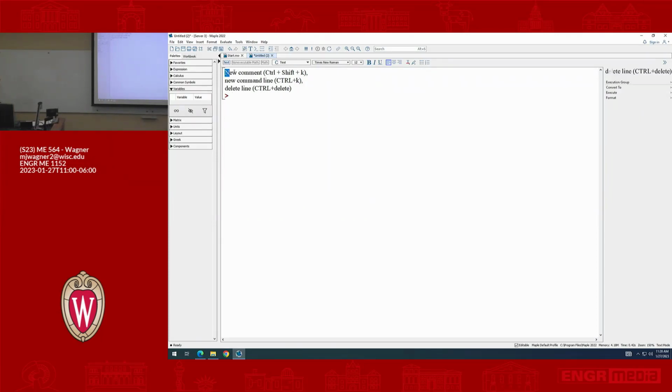If you want to add comments, like non-evaluated stuff, to your code, you can do that by going to a line where this little cursor prompt is and hitting Control-Shift-K, and that'll add a comment above the thing that you're trying to write. If you want a new command line, it's Control-K. And if you want to delete a line, it's Control-Delete. So that's how you do it with shortcuts. You can also right-click and do stuff with your mouse, but again, I find that a little slow.